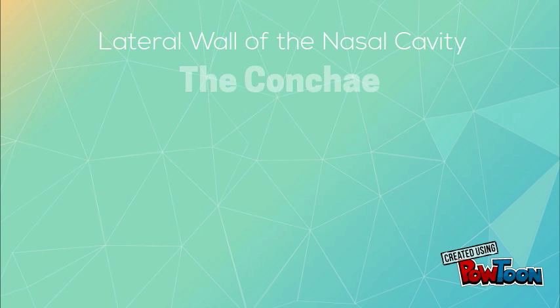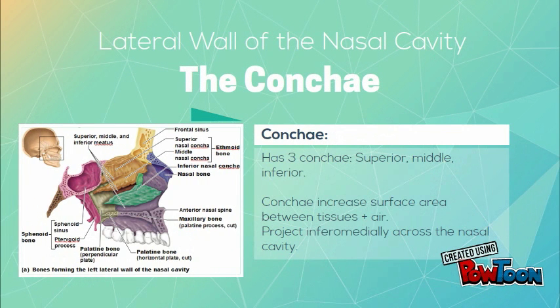The lateral wall of the nasal cavity has conchae. The three conchae are the superior and middle, which come from the ethmoid bone, and the inferior concha, which is a separate bone in its own right. The conchae increase the surface area between the tissues and air, and they project inferomedially across the nasal cavity.